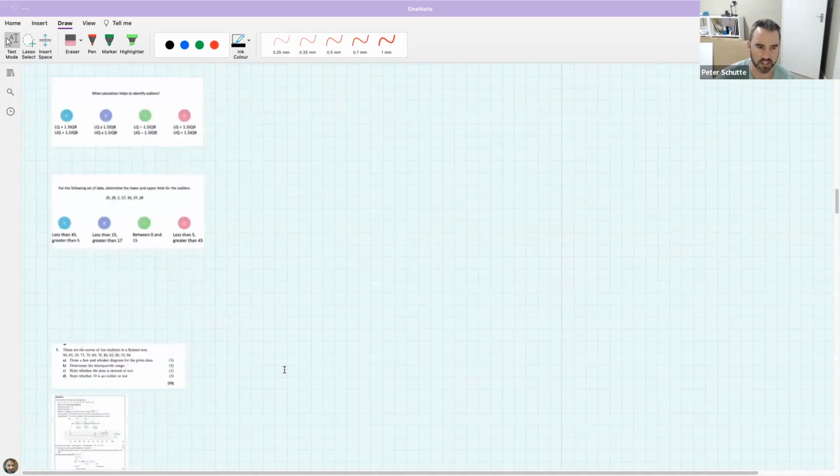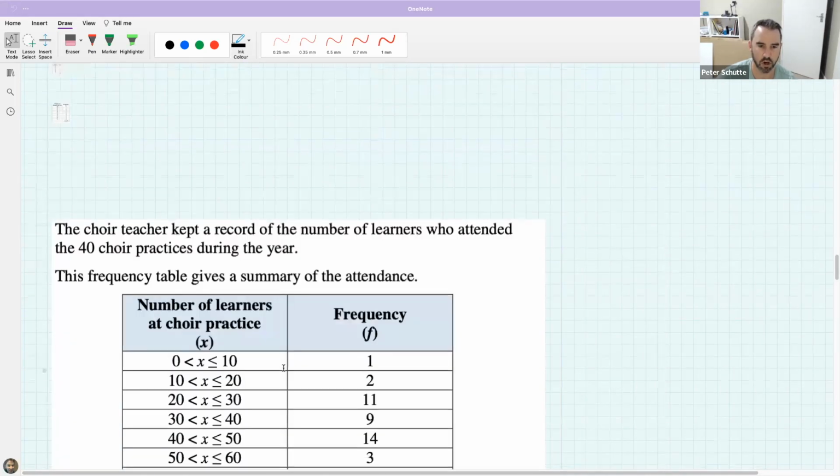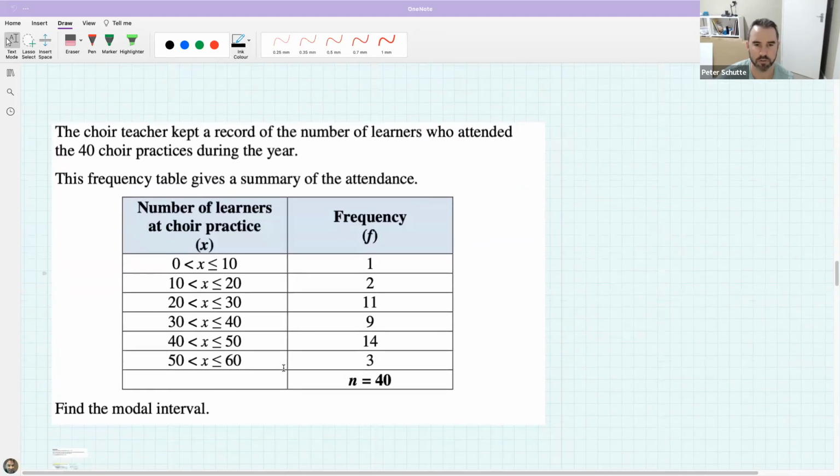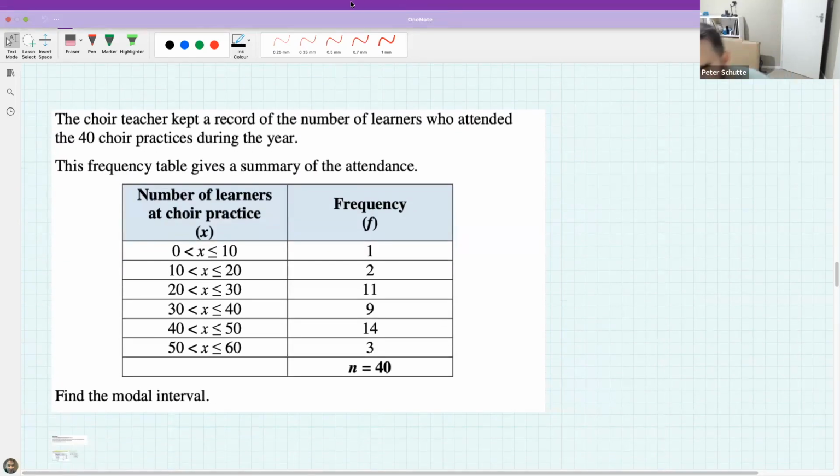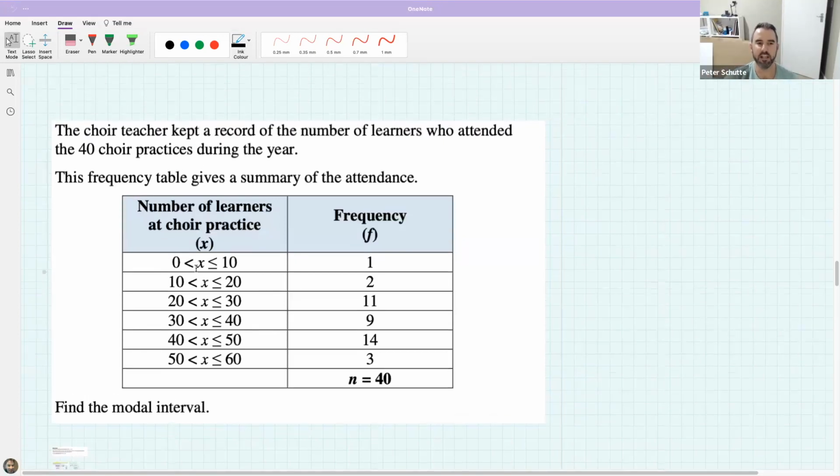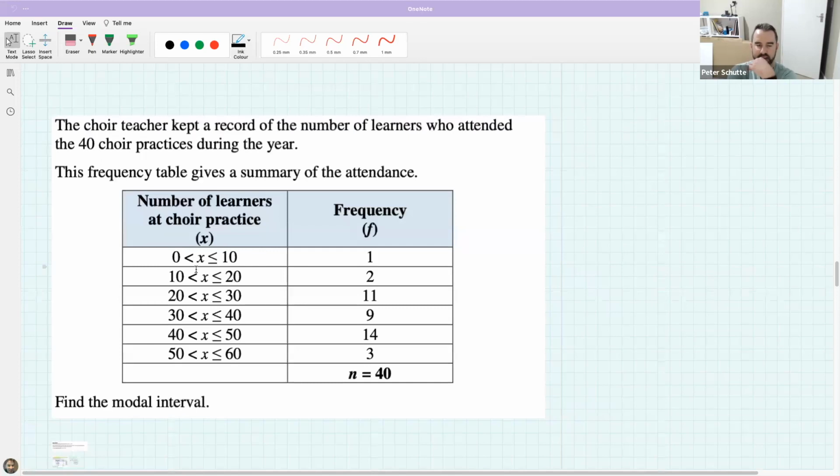But I think what I want to do today is I do want to get onto the grouped data stuff. So let me go to a grouped data table to start with, because today's topic is grouped data. So if I look at this table, how is this situation different to the stats that we've done so far? What is different about this data presentation? Yeah, so instead of being a list of items, there are intervals.